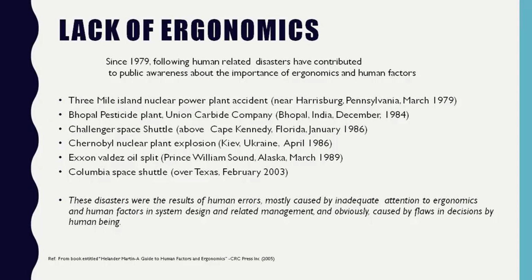There are various kinds of disasters that have happened because of human errors, and that is why the focus now is to find out those factors and provide possible solutions so that human error can be minimized. There are various accidents which I have listed. The Three Mile Island nuclear power plant accident happened in 1979 near Harrisburg, Pennsylvania. Another human related disaster was the Bhopal pesticide plant, Union Carbide Company, in 1984. The Challenger space shuttle in 1986 above Cape Kennedy, Florida.